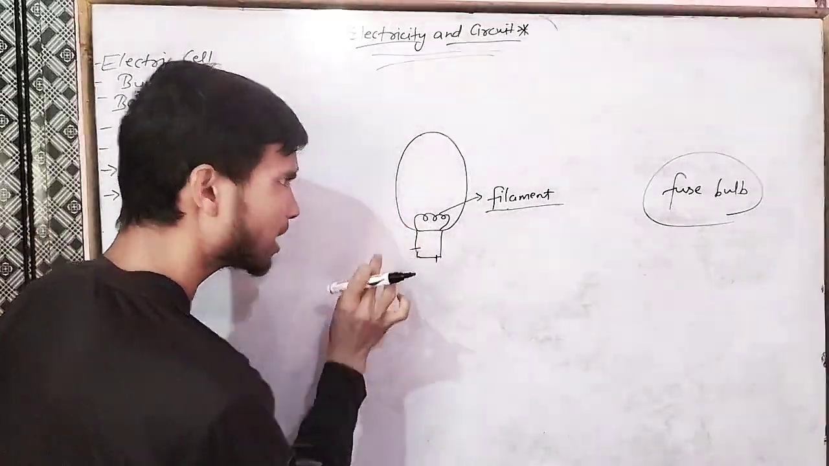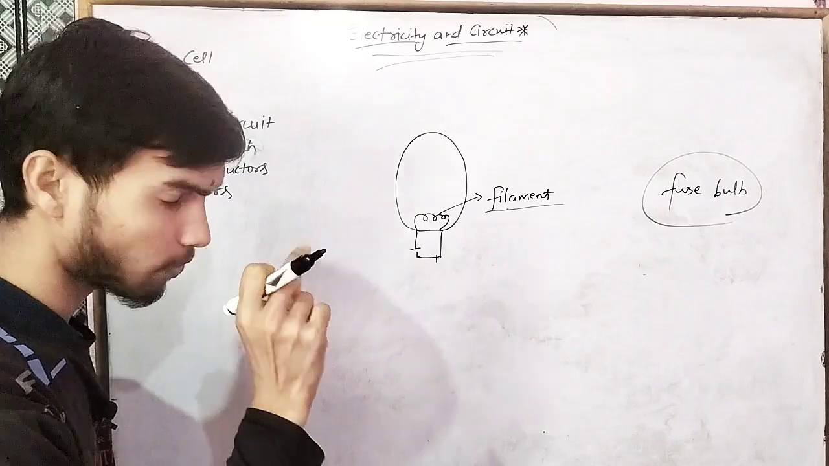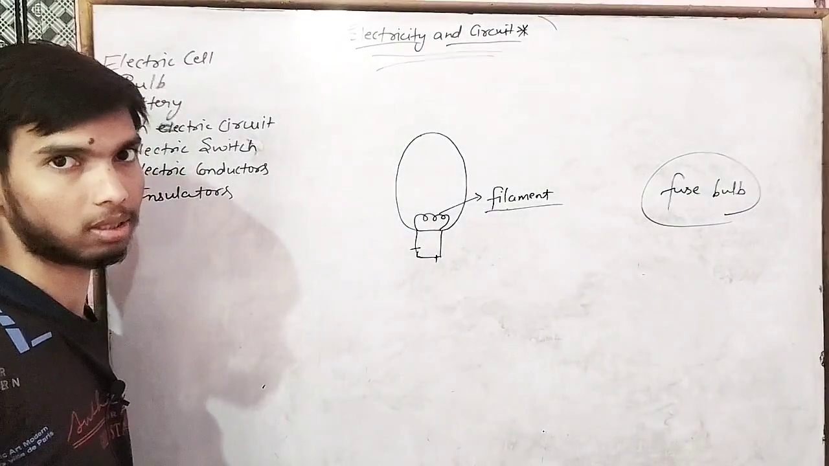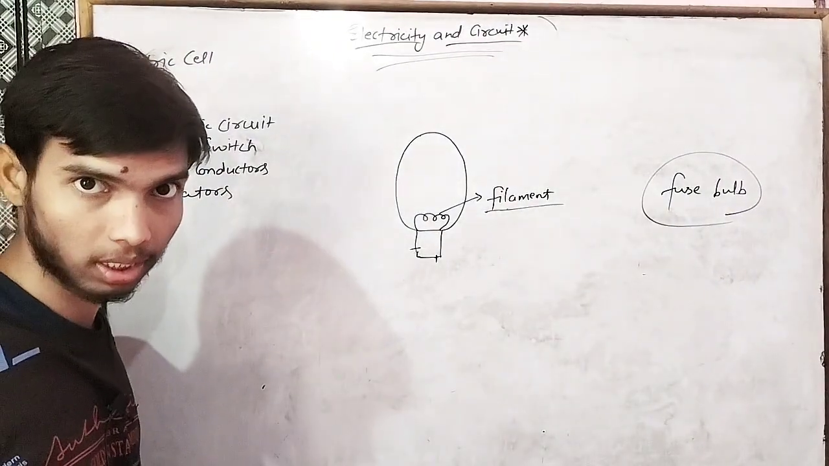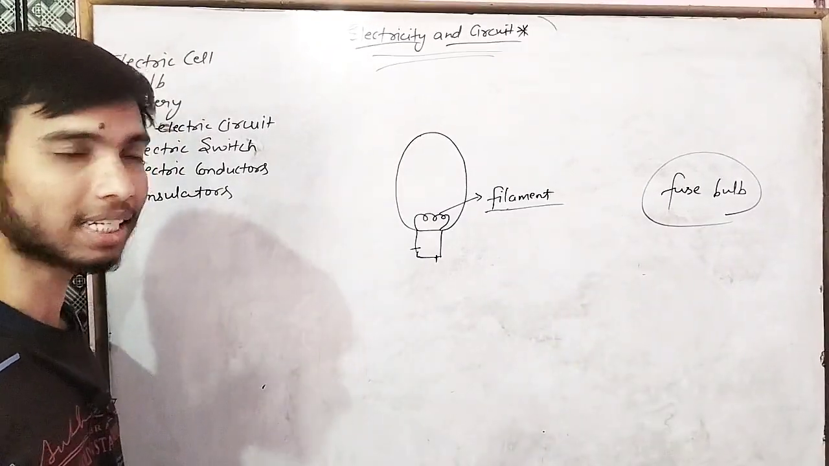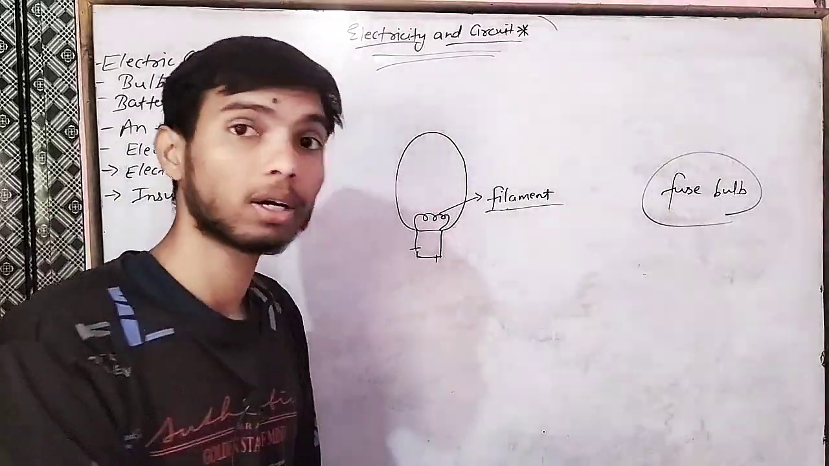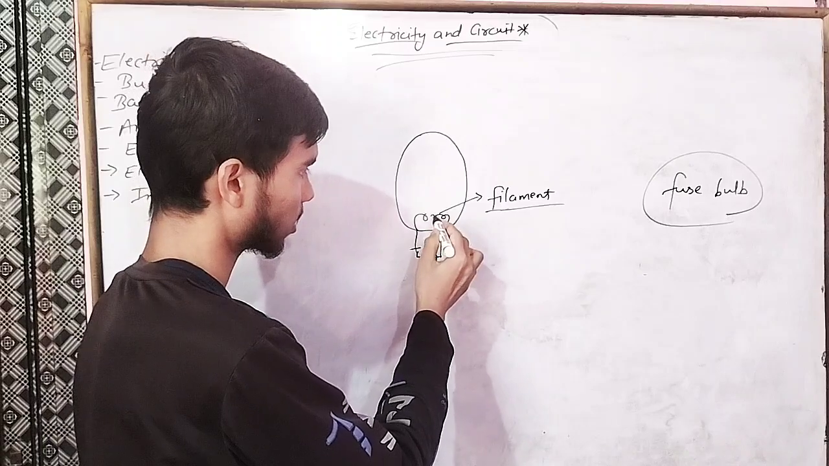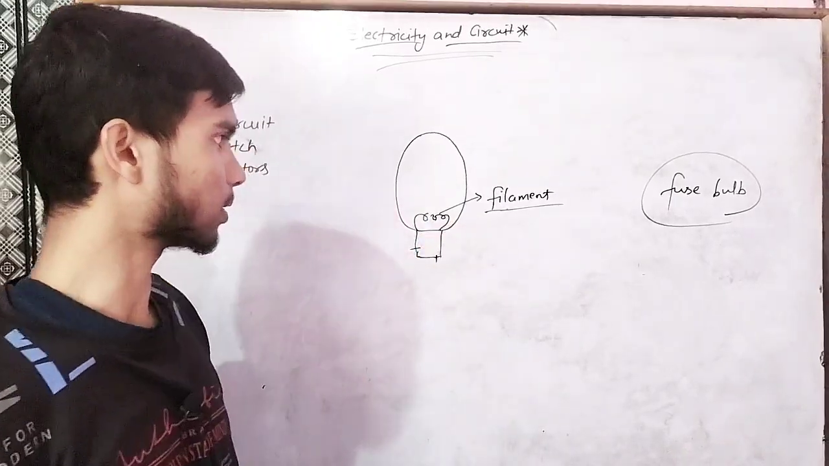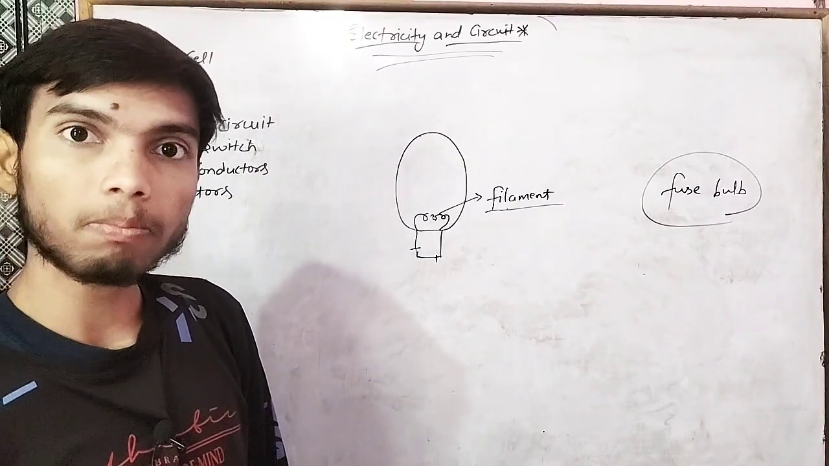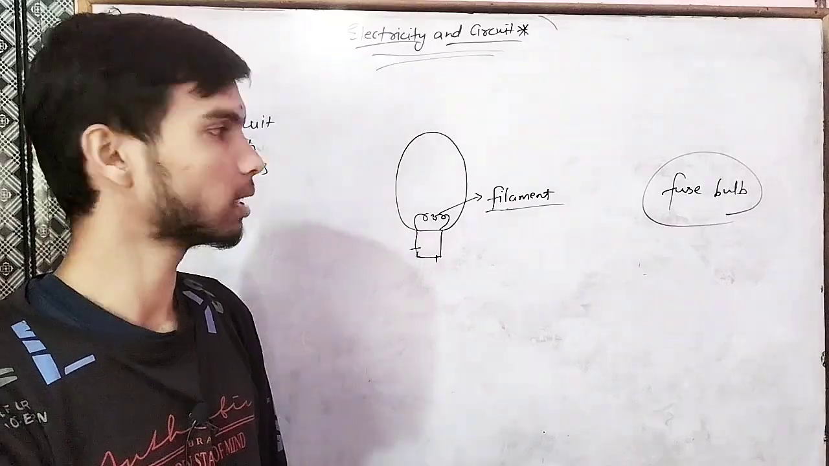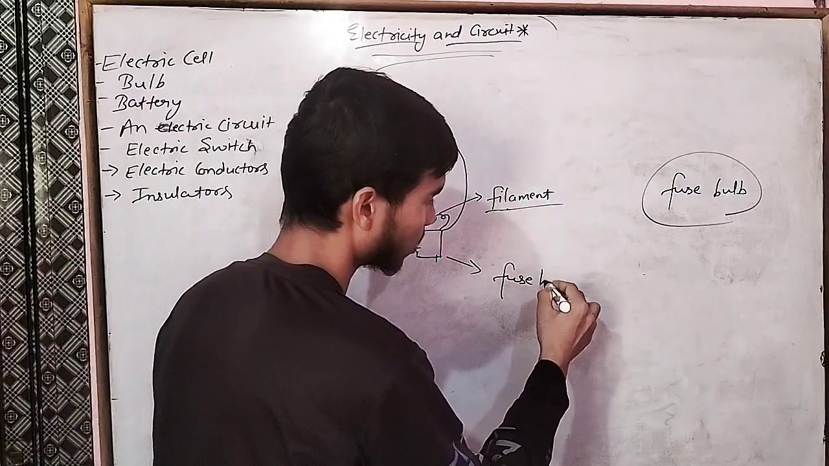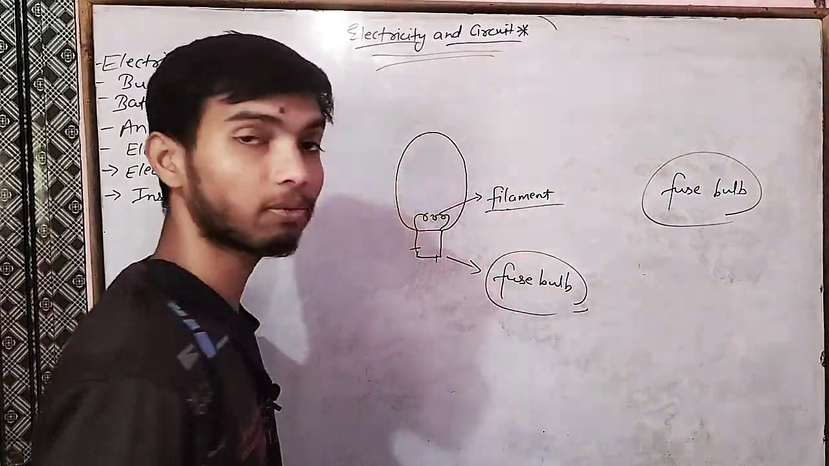If this filament is broken, if this filament is found broken, then this bulb will not glow because the filament is broken. In other words, let's suppose it is like this. This is a broken filament. That's why it is called a fused bulb.